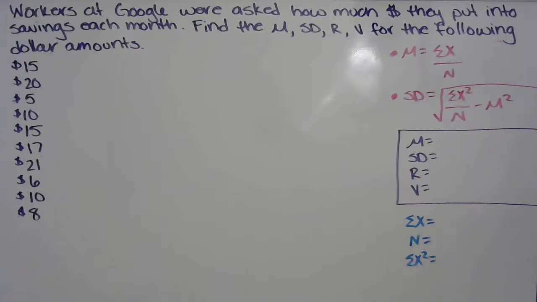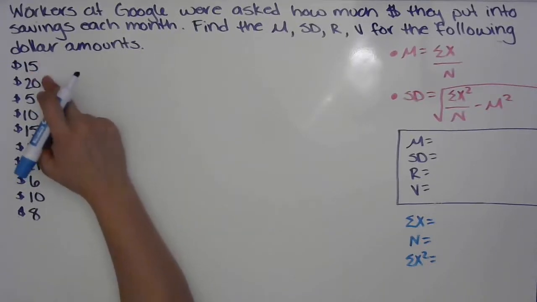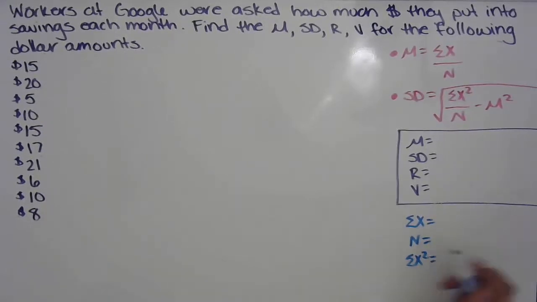So let's start off. Let's do the easy stuff. Let's find out our N value. Let's find out how many participants we had. Since each of these is an X value and each X value represents one participant, let's count how many numbers we've got. We have 1, 2, 3, 4, 5, 6, 7, 8, 9, and 10. Okay, so our N value is 10.